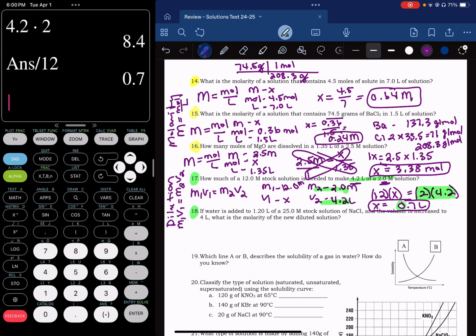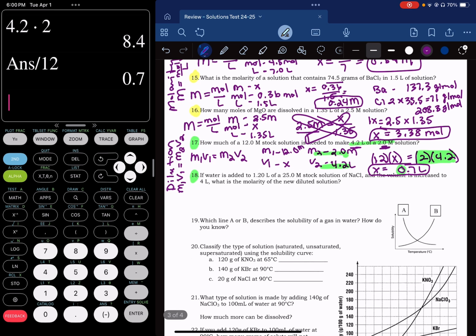The last question here says, if water is added to 1.2 liters of a 25.0 molar stock solution of sodium chloride, and the volume is increased to 4 liters, what is the molarity of the new diluted solution? All right, so again, our formula we're using is M1V1 equals M2V2. We're going to need to identify all these, M1, V1, M2, V2, and then we're going to plug them in. So just like in the problem above, I want to find the ones that are together. What numbers are describing one solution that are close together?